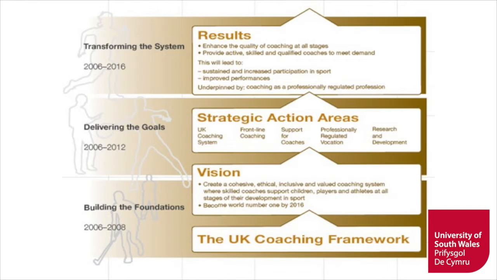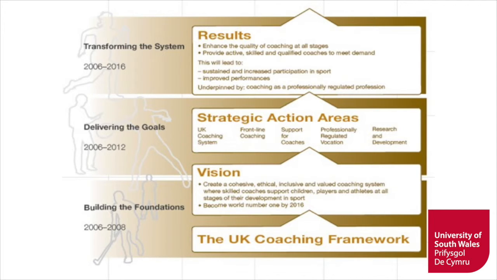in sport. The foundations were set there between 2006 and 2008 with the aim of becoming world number one by 2016. Whether or not that's actually happened, we could possibly debate there. Secondly, we can see between 2006 and 2012, the side logo there says delivering the goods. This is really concerned with strategic action areas. The UK coaching system, frontline coaching, offering and delivering support for coaching and continuing to do that.